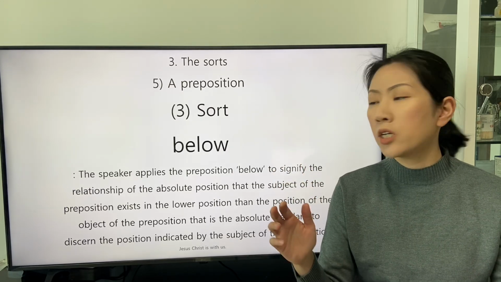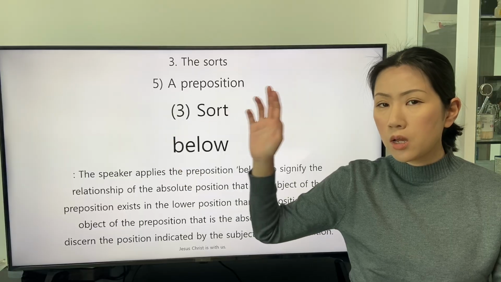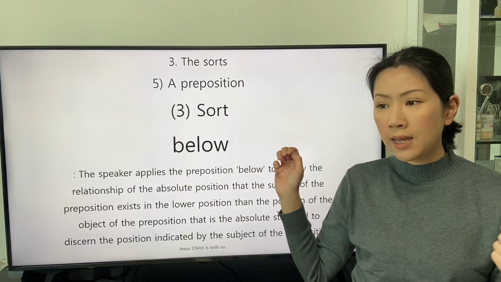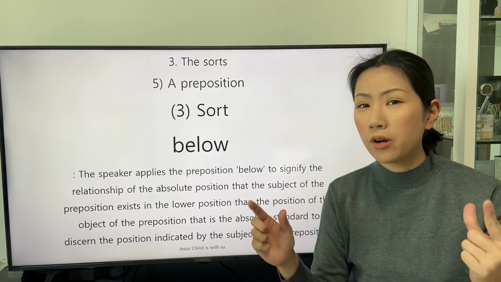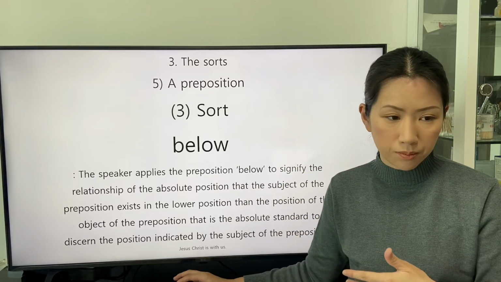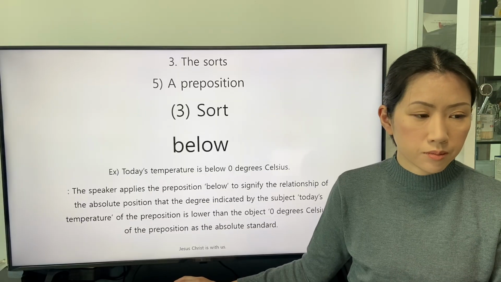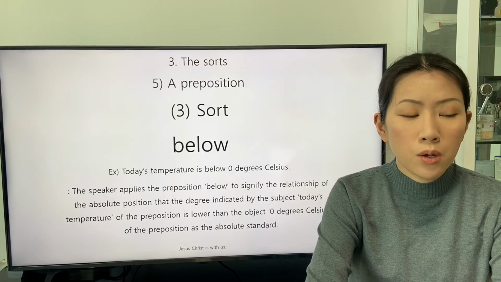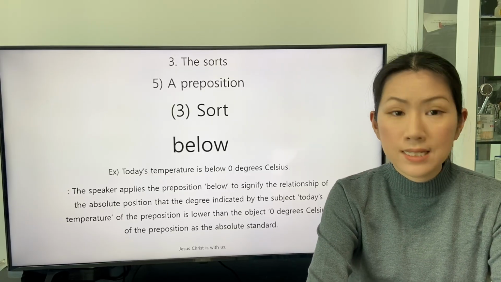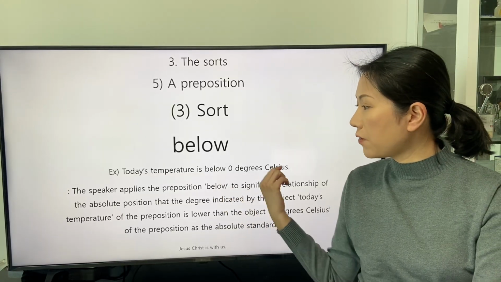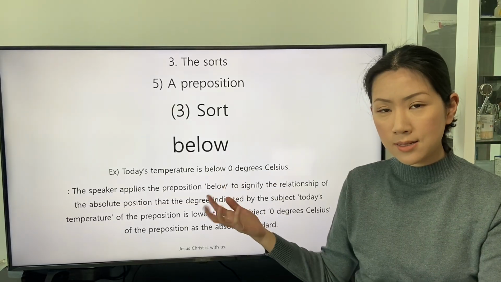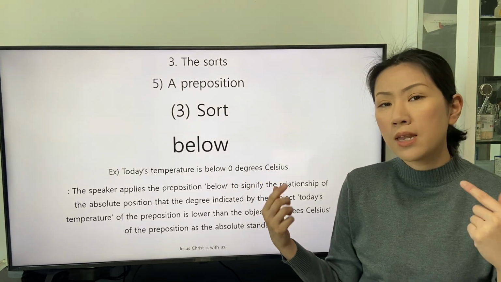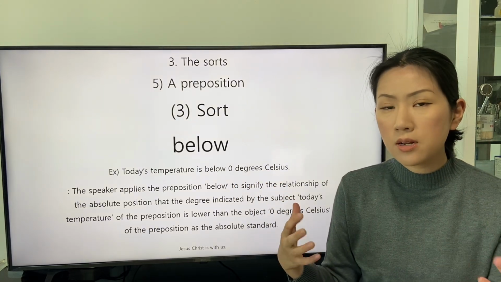Just like the preposition above, the preposition below sets the object as the absolute standard that is hard to change. There is a clause. Today's temperature is below 0 degrees Celsius. In this clause, the object of the preposition below is stated as 0 degrees Celsius. That is the absolute standard that is hard to change.